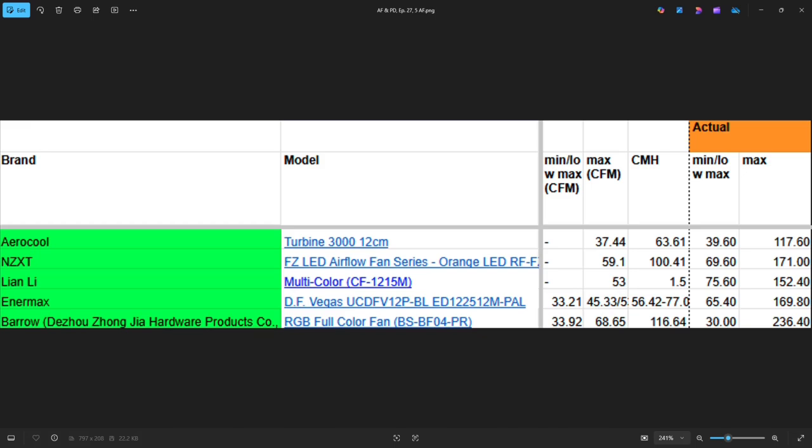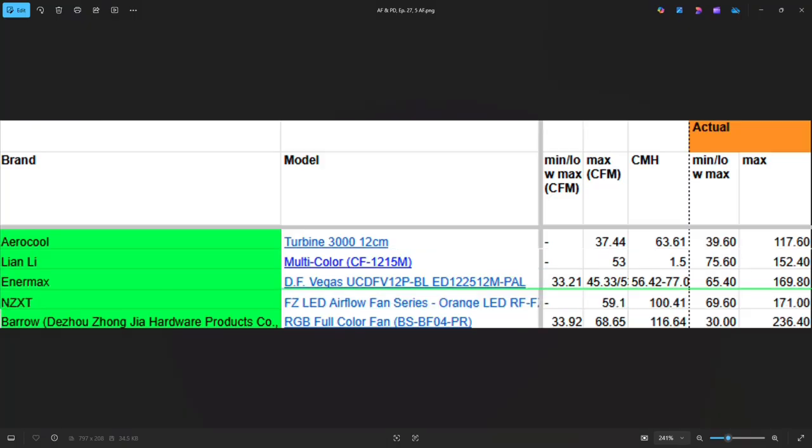Now, surprisingly, although it's called the Turbine 3000, the Aerocool had the lowest at 117.60. The NZXT blew it away at 171. Well, fudge buckets. All right, sorry about that. So, again, Turbine 3000 at 117.6. The Lian Li at 152.4, blowing that one away. The Enermax, significantly better at 169.8. The NZXT a little bit better at 171. But the Barrow at 236.4 blew them all the way out.